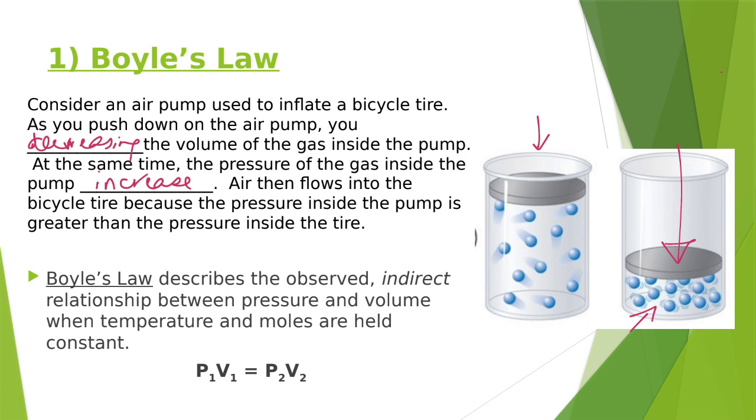So air then flows into the bicycle tire because the pressure inside the pump is greater than the pressure inside the tire. And that is one thing you have to remember. Gases always flow from high to low pressure. So Boyle's law is an indirect relationship. If the volume is decreased, the pressure is increased, and vice versa. And so we represent this as a relationship where the variables are multiplied.